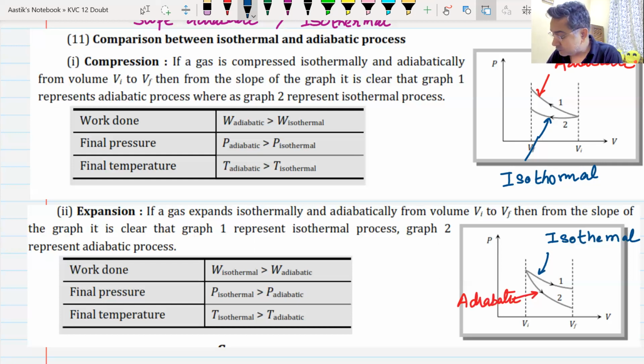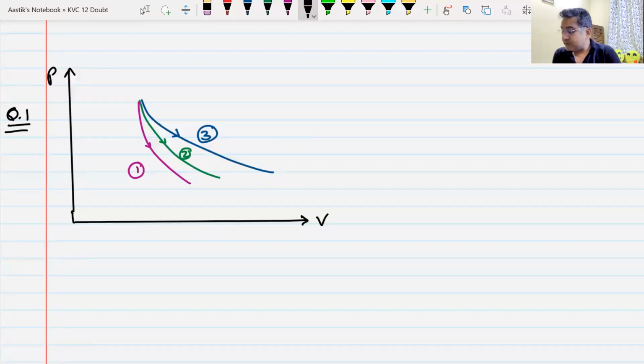Shall we move ahead? Everyone has noted this down. Yes, sir. Comes the next question, my favorite one. This has come in many exams many times. I'm drawing it for you. These are the 3 graphs drawn for 3 gases for adiabatic process.